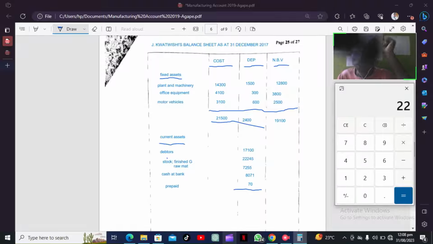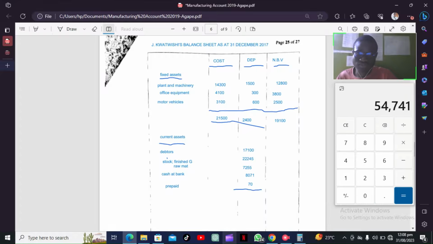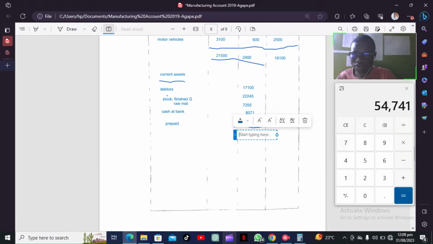So we add 17,100 plus 22,245 plus 7,255 plus 8,007 plus 70 kwacha. We're getting 54,677. So we're going to write it on the middle column and bring it down here, which was 54,741.